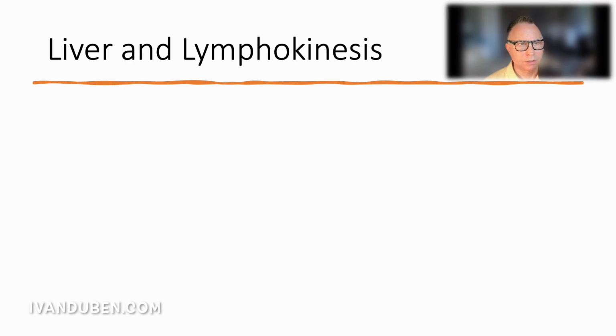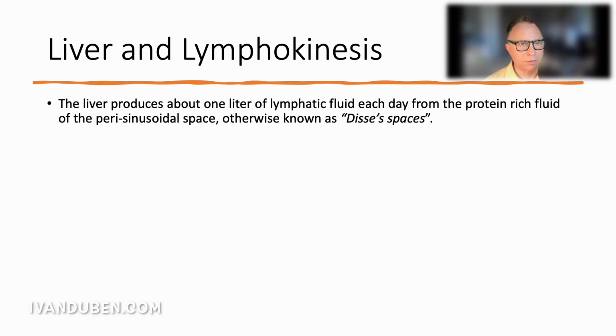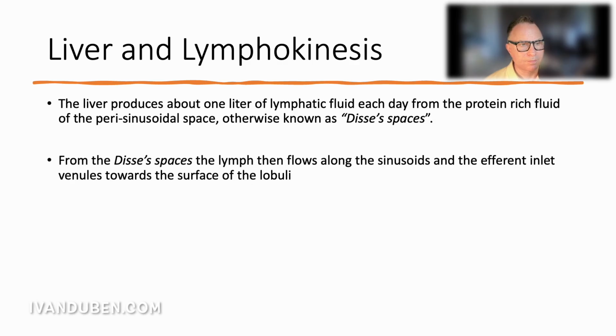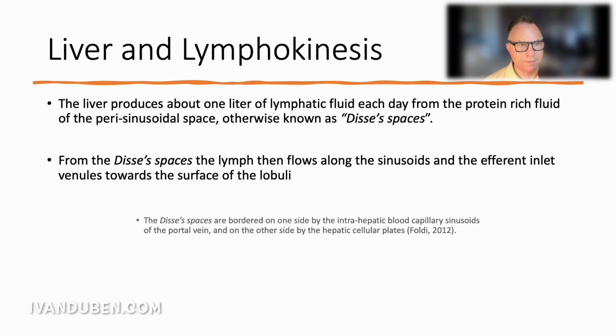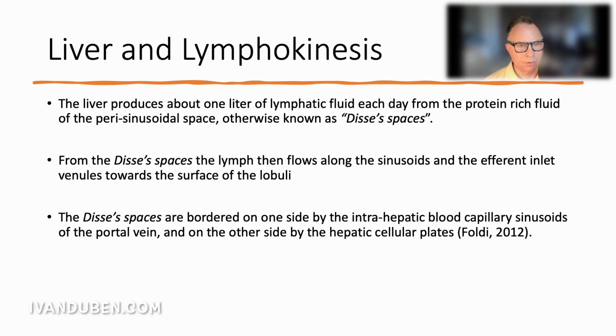Some other quick considerations for the liver and lymphokinesis. The liver produces about 1 liter of lymphatic fluid each day from the protein-rich fluid of the perisinusoidal space, otherwise known as Disse spaces. From the Disse spaces, the lymph then flows along the sinusoids and the efferent inlet venules towards the surface of the lobuli. The Disse spaces are bordered on one side by the intrahepatic blood capillary sinusoids of the portal vein, which we will come back to later on in this discussion, and on the other side by the hepatic cellular plates.